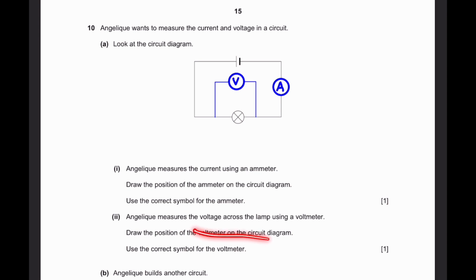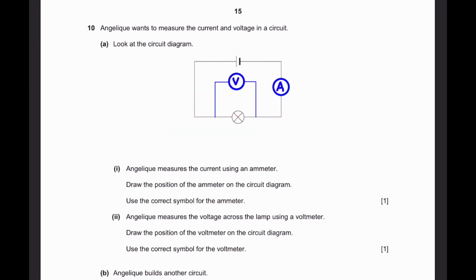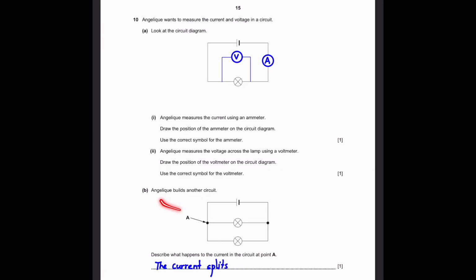Angelique measured the voltage across the lamp using a voltmeter. Draw the position of the voltmeter on the circuit diagram. Use the correct symbol once again. Yes, in this case, the ammeter was connected in series with the cell because we are measuring the current in the full circuit, which means current to the cell. But here, the voltmeter must be connected in parallel, like I've done here, parallel to the lamp, because we are measuring the voltage across the lamp. So it's connected in parallel, the 2 sides of the lamp we connected, and put a symbol with a circle and a V inside it. That's the voltmeter symbol. That's the answer.